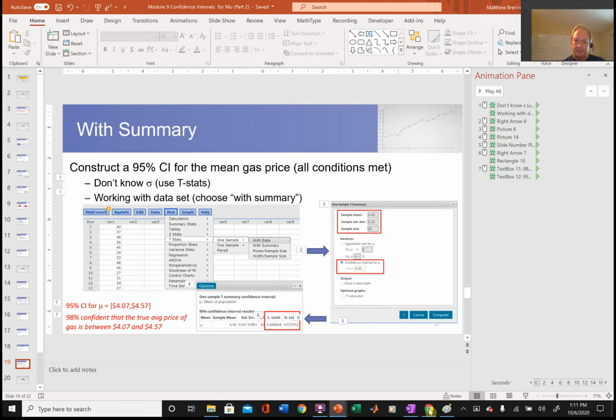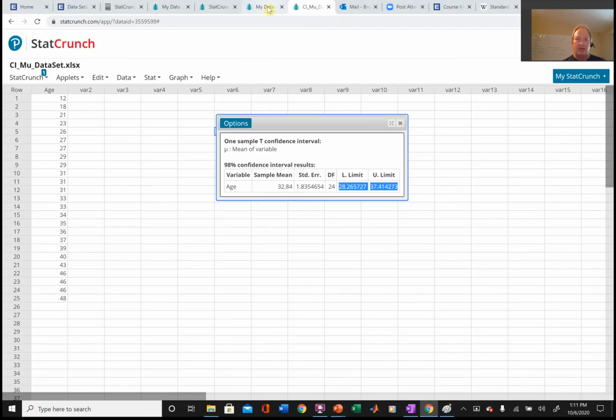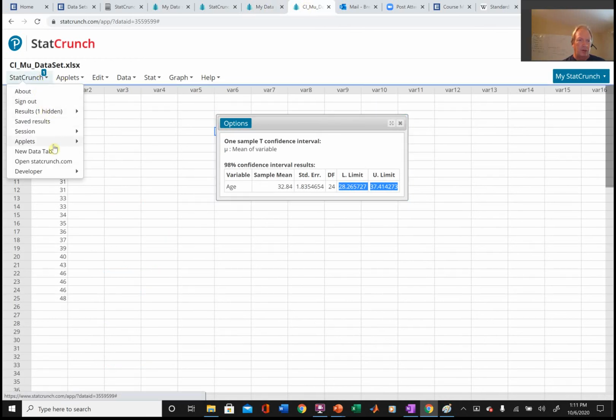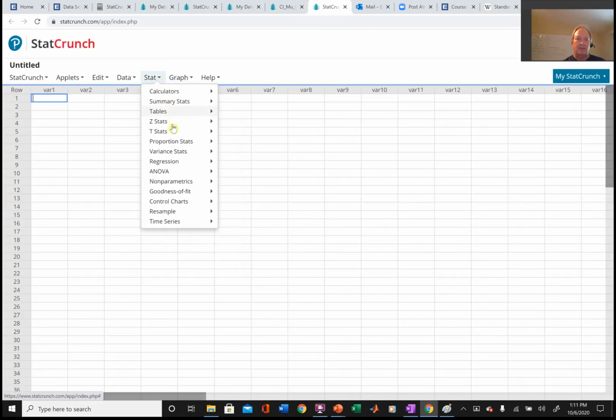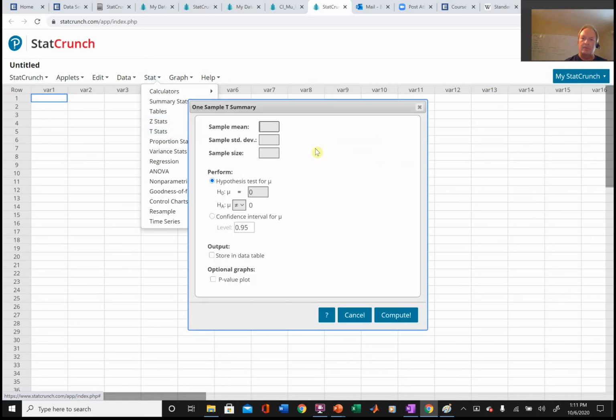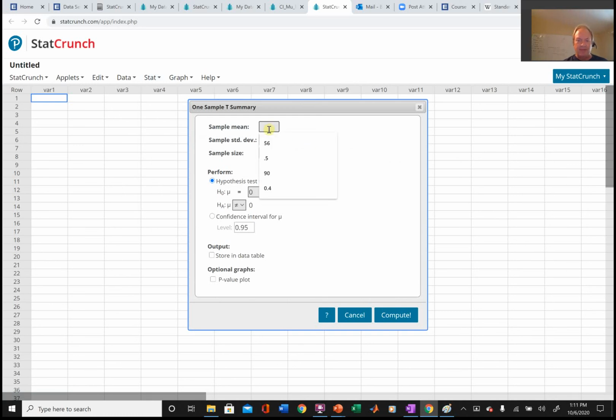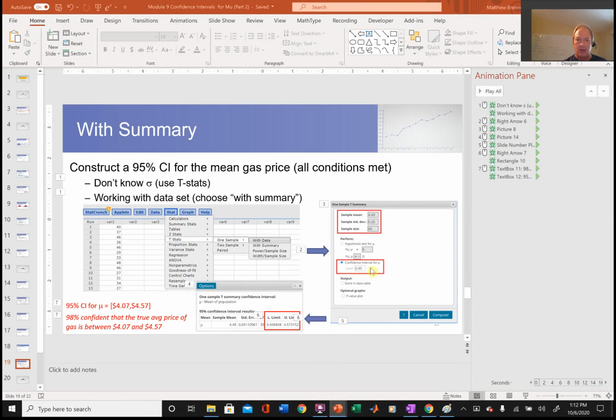So let's just make sure this isn't a figment of my crazed imagination. Okay, so I'll just open up a new table here. You don't have to, but I'm going to. Stat, T-stat, one sample with summary. And I have a sample mean of 4.49. My sample standard deviation is 0.26. And my sample size is 40. And let's just check to make sure that I didn't screw anything up here. Yeah, that looks good.